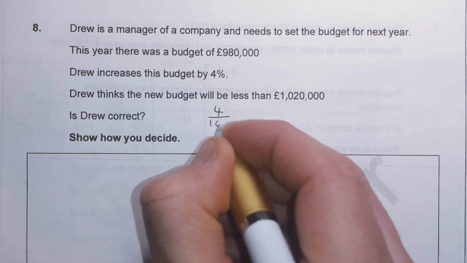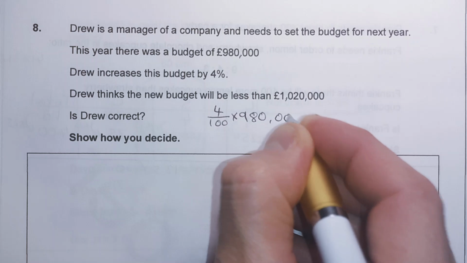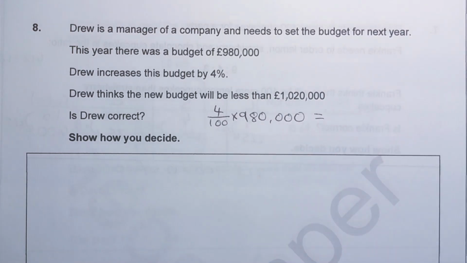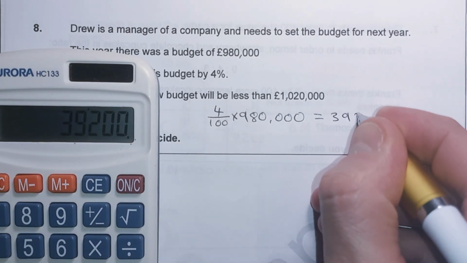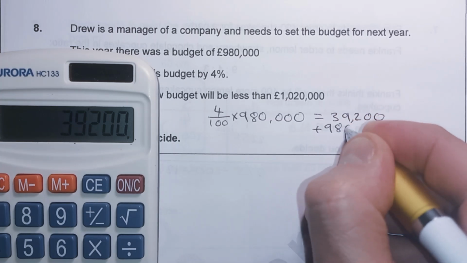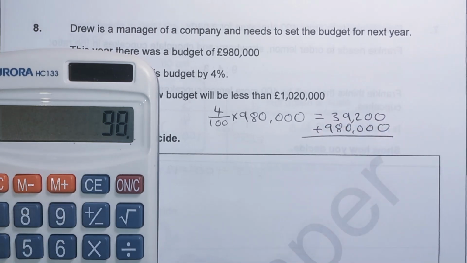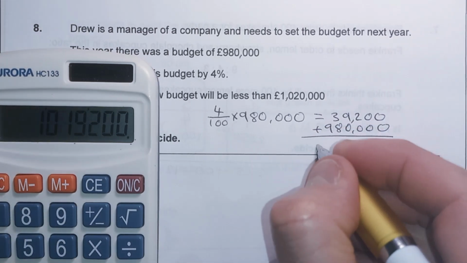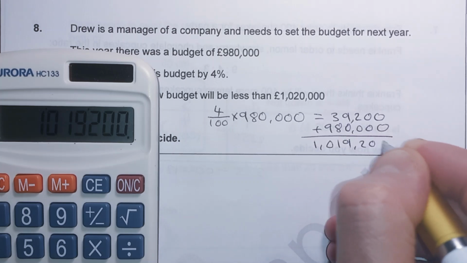So 4 out of 100 of, which means times 980,000, and then we'll add it on. So 4 divided by 100 times 980,000 gives us 39,200. We then want to add that back on to the original 980,000, which gives us 1,019,200.